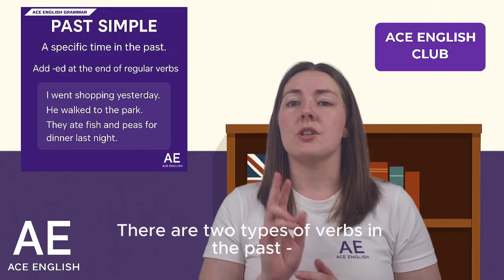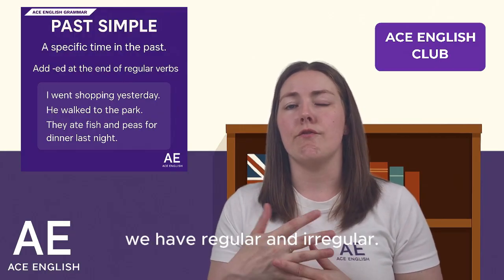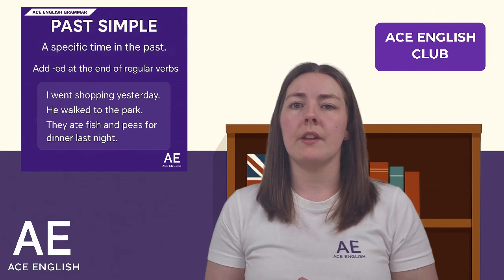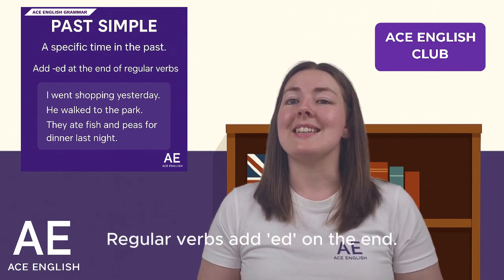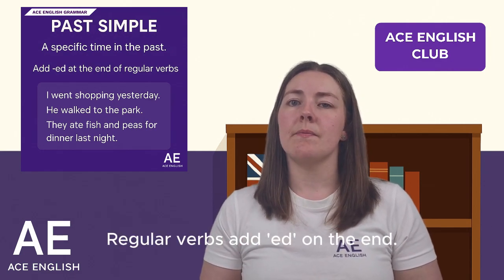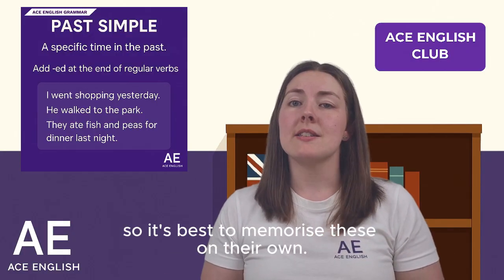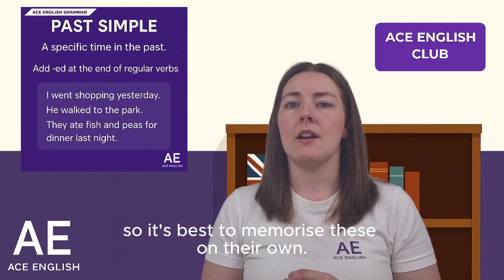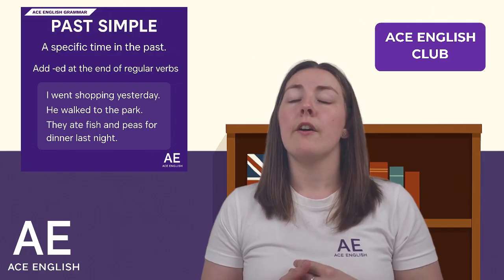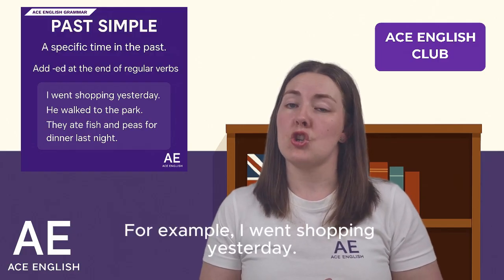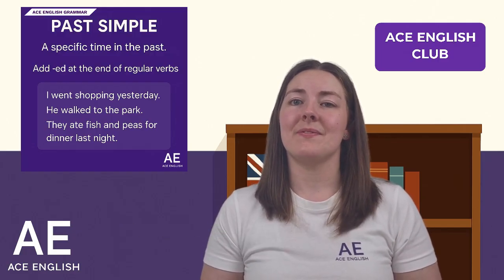There are 2 types of verbs in the past. We have regular and irregular. Regular verbs add ed on the end. Irregular verbs can change. So it's best to memorise these on their own. For example, I went shopping yesterday.